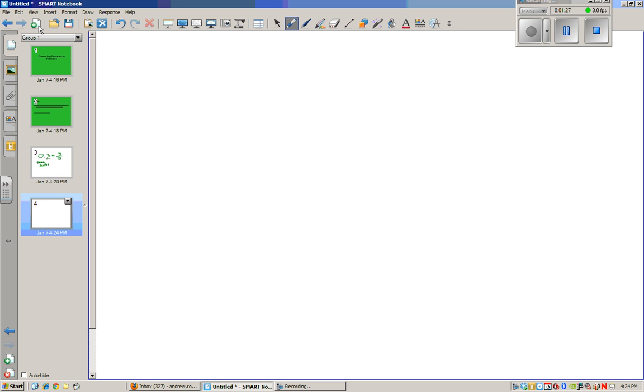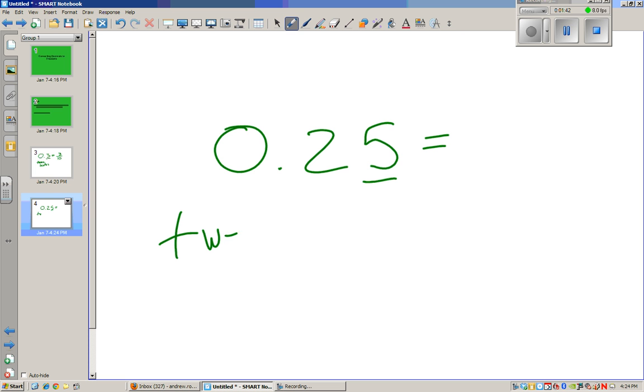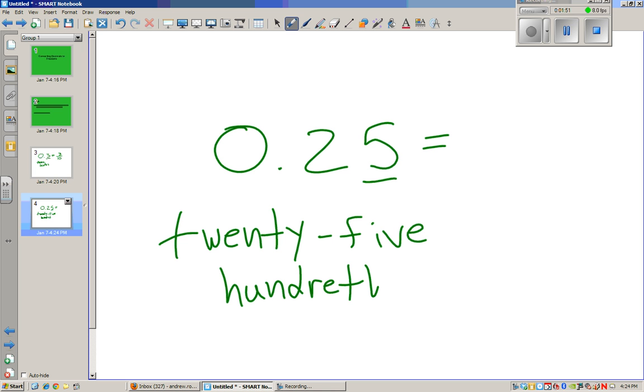Pick another decimal. We call this 0.25. But if you're being careful, you look at that last place value, which is the hundredths place, and we say that this is 25 hundredths. What else would be 25 hundredths? Pause the video, write it down, and then check.